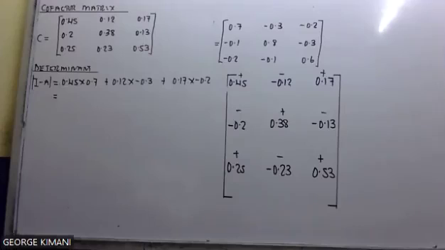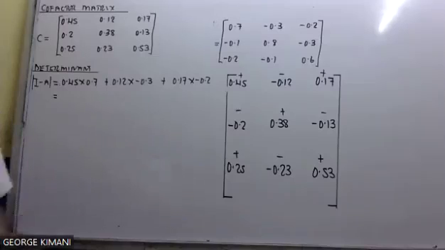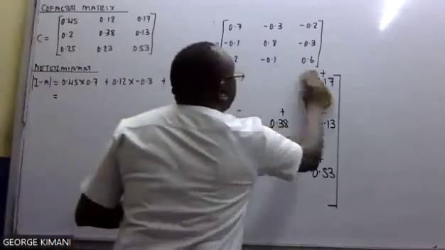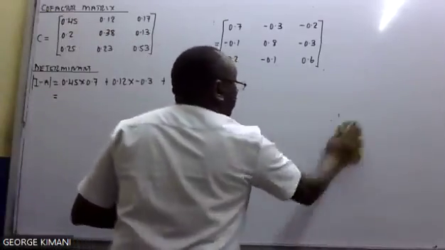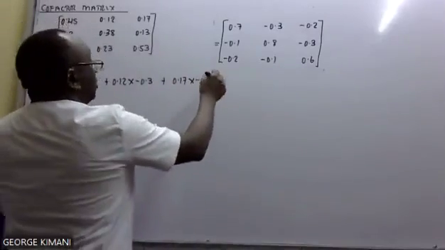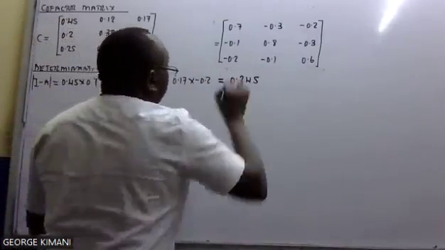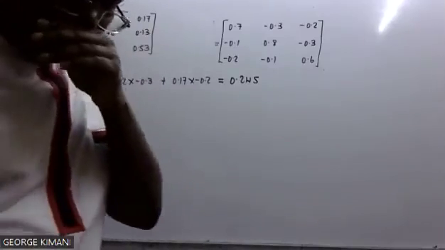times negative 0.3 plus 0.17 times negative 0.2. Yes, I'm getting 0.245. Good, 0.245. Brackets, you must be very careful. So 0.245.